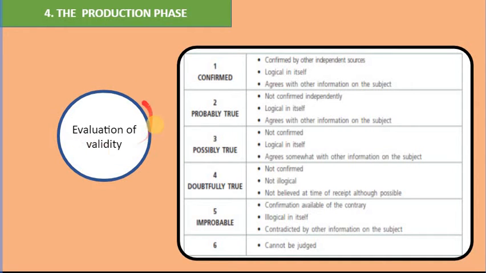Eto na, evaluation of validity of your information. Meron din tayong code, 1, 2, 3, 4, 5, 6. Okay? Kapag 1, ibig sabihin, confirmed. Kapag 2, probably true. Kapag 3, possibly true. Kapag 4, doubtfully true. Kapag number 5, improbable. And number 6, last, truth cannot be judged. That is number 6.